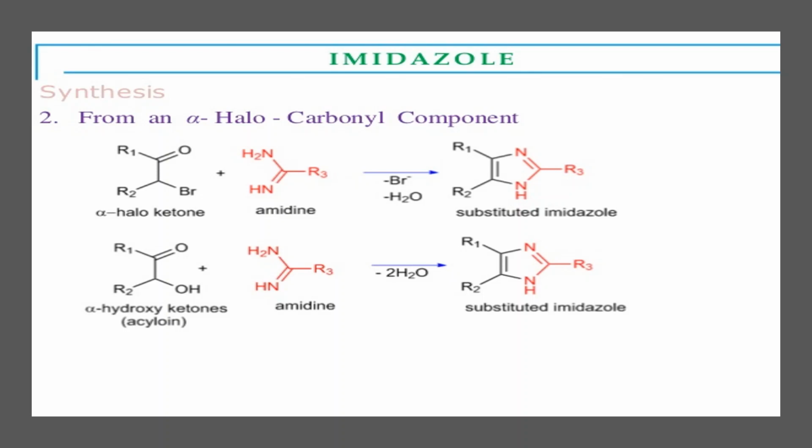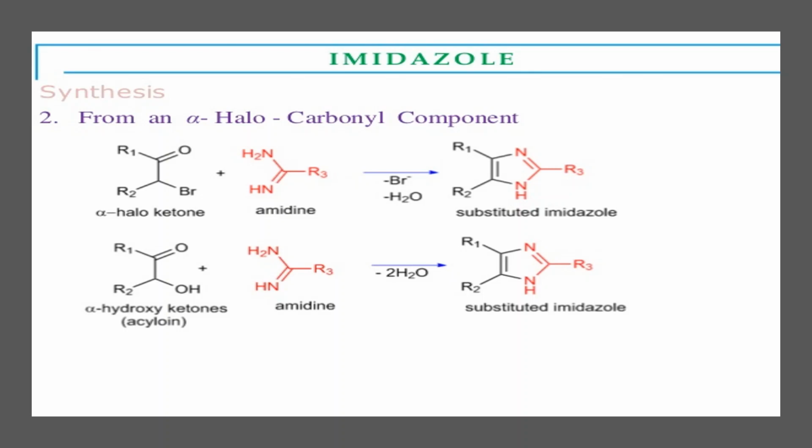Similarly, an alpha hydroxy ketone also will react with an amidine with the loss of a water molecule to give you a substituted imidazole. This is the second method: alpha halo and alpha hydroxy ketones will react with amidine. What is amidine? NH2-C double bond N-R. If that R is substituted by NH2, then it becomes a guanidine. So that's the difference between amidine and guanidine. NH2-C double bond NH is known as amidine.